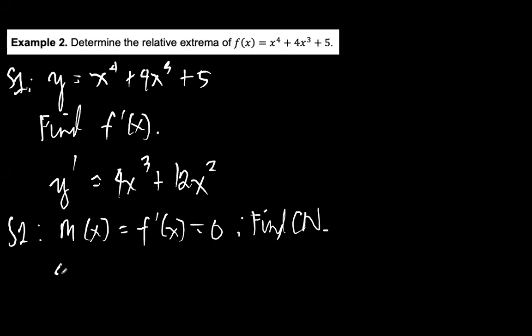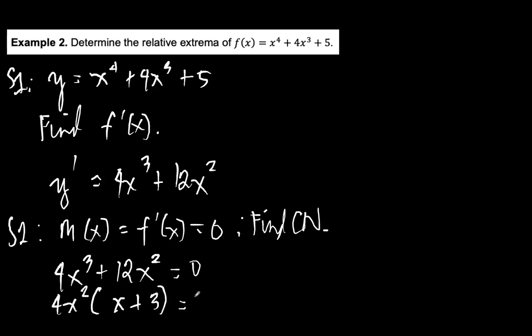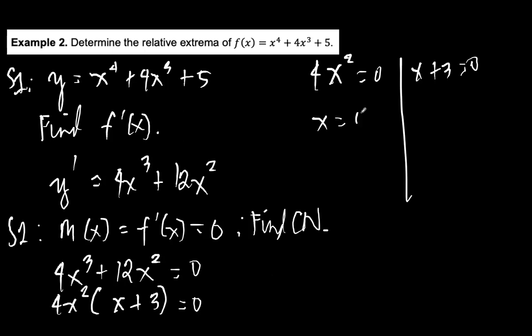So this becomes 4x cubed plus 12x squared is equal to 0. And I can factor this out by 4x squared. So this becomes x plus 3 is equal to 0. So our critical numbers can be found by 4x squared is equal to 0 and x plus 3 is equal to 0. So therefore, x is equal to 0 and x is equal to negative 3. So our critical numbers are 0 and negative 3.